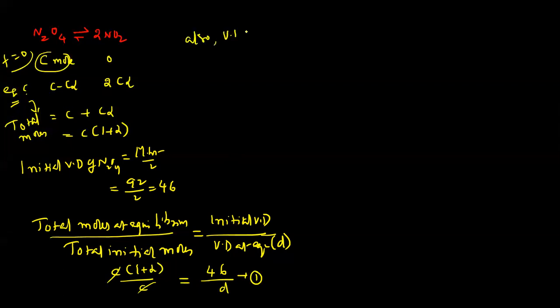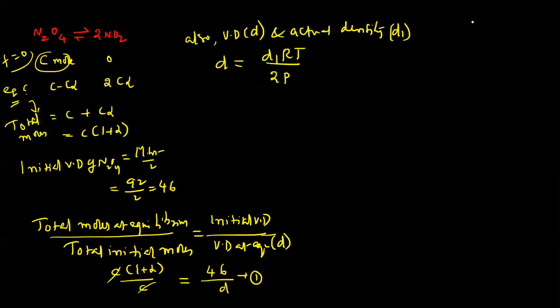Also, vapor density D and actual density you are taking D1. If you take actual density as D1, they can be related as per the ideal gas equation, that is D is equal to D1 RT by 2P. Why? Because P is equal to DRT by M is the actual mathematical expression from the ideal gas equation.